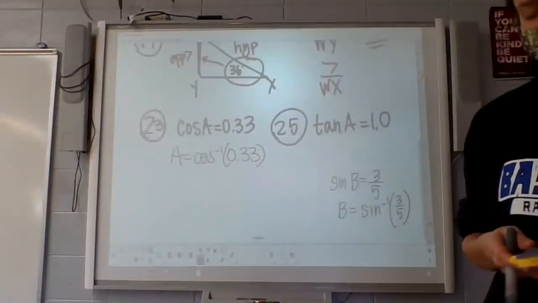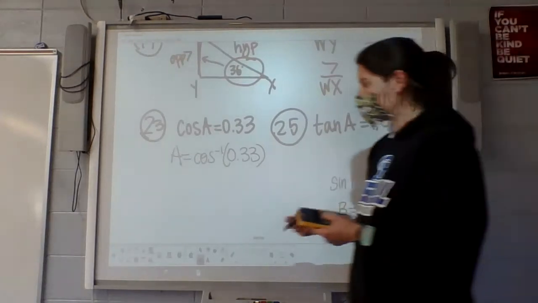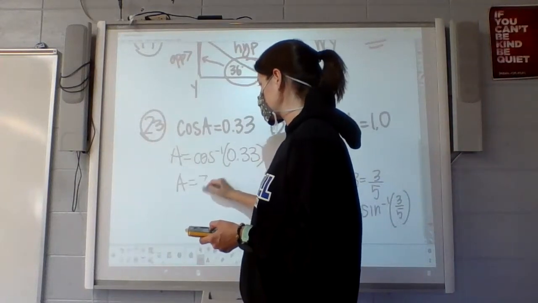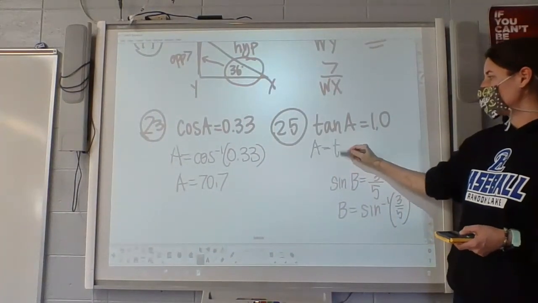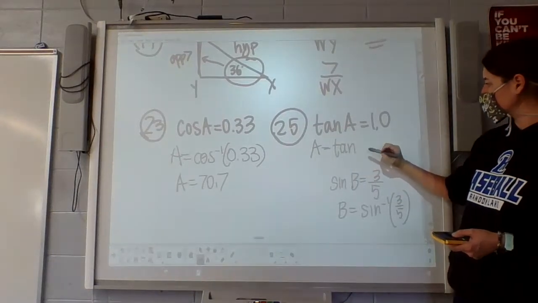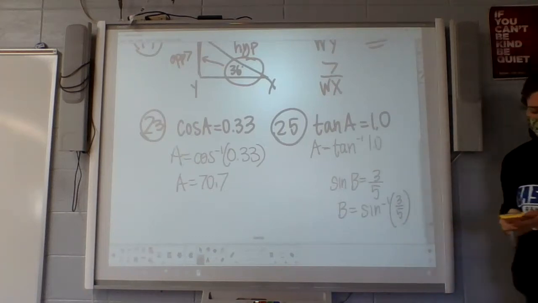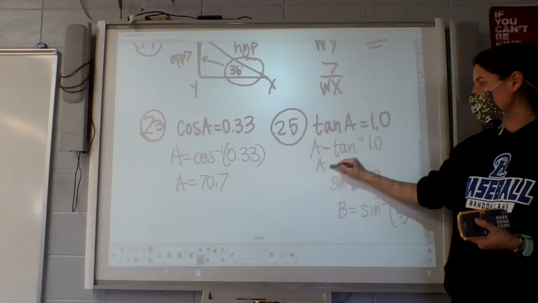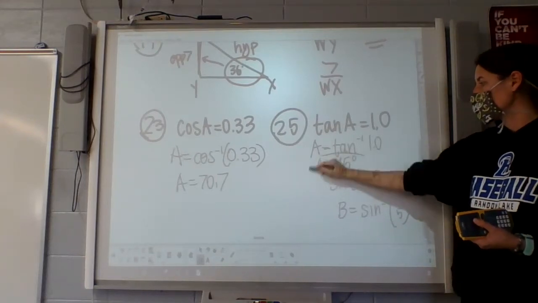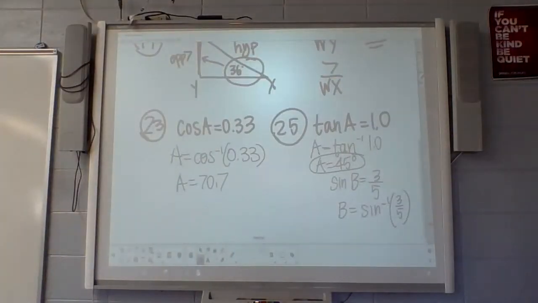So the inverse cosine of 0.3, it doesn't say repeating, is like 70.7. The inverse tangent of 1, this one's going to be 45. I just know that one because it's an easy one to know. So A is 45. Okay? That's all they're asking you to do, and just understanding that you can solve that.